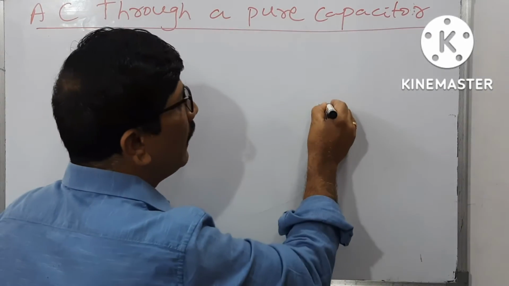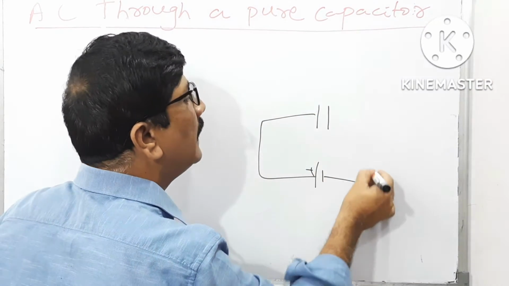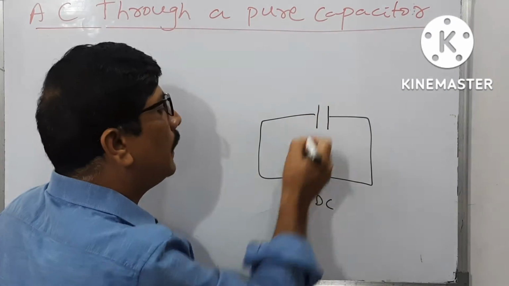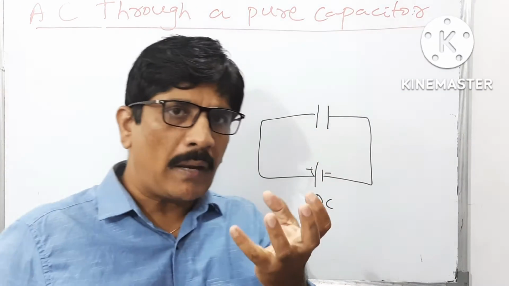You know already, when a capacitor is connected to a battery or cell, which is a DC power source. When a DC power supply is connected to the capacitor, what happens? Every capacitor has a maximum capacity.